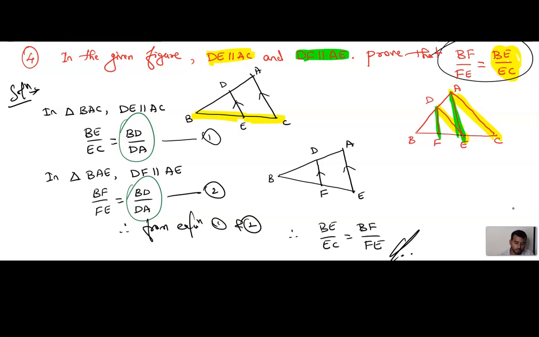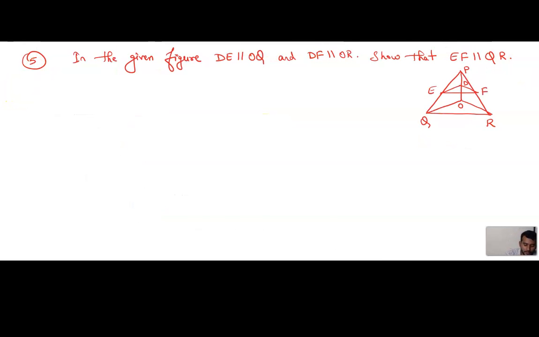Copy the answer. See children, the next problem here is solution. Okay. In the given figure, see the figure. DE is parallel to OQ. I'll tell you the figure. PQR, we have the sides. Can you see this? PQR, this is O, E, F, and this is D. Understood? Very good. Now come back to the question.